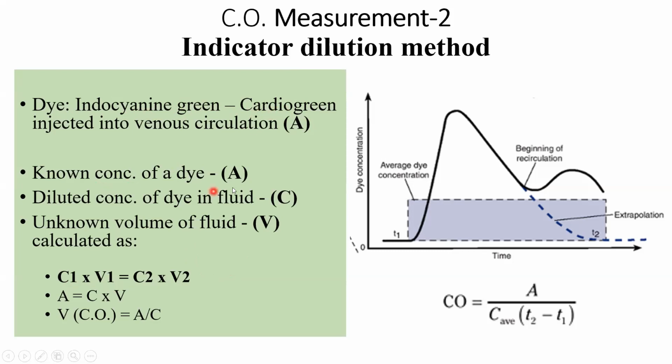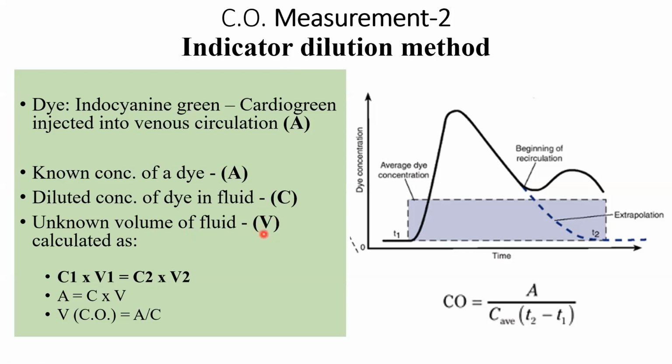So that will be depicted by, say, the letter A, okay, known concentration of a dye. And then when we have injected this amount, say around 5 ml, the diluted concentration of the dye in the fluid will be depicted as C. And what is the unknown? What do we want to know? We want to know the fluid in which it has been diluted, which will reflect the cardiac output. That is denoted by V.